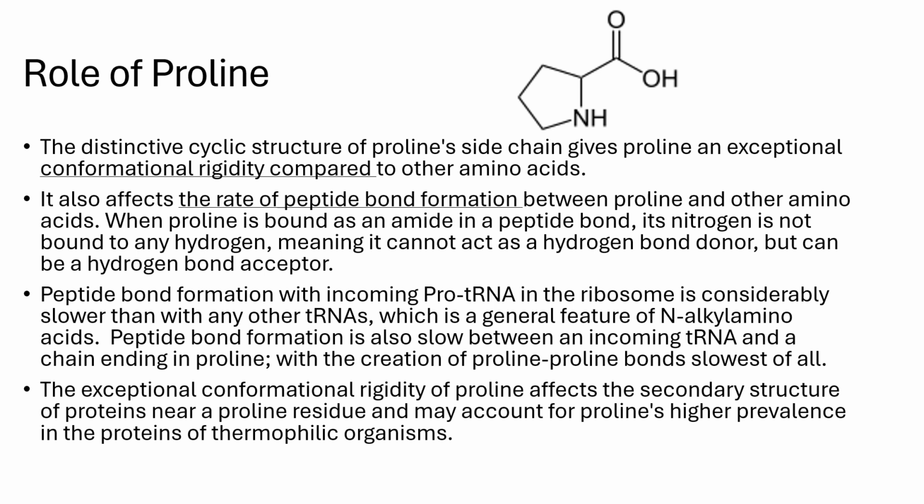The exceptional conformational rigidity of proline affects the secondary structure of proteins near a proline residue, and may account for proline's higher prevalence in the proteins of thermophilic organisms, right? So exceptional conformational rigidity, like we discussed before, the more stable a protein is, the better it can function. So the exceptional conformational rigidity of proline affects the secondary structure of proteins near a proline residue and may account for proline's higher prevalence in the proteins of thermophilic organisms.